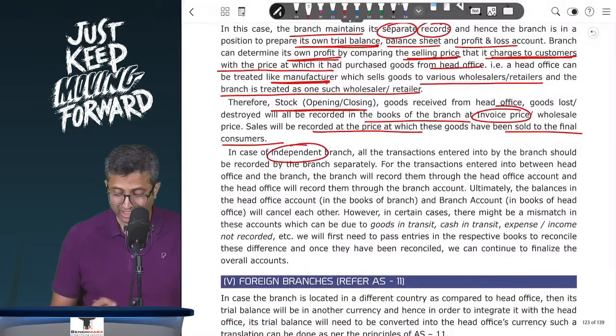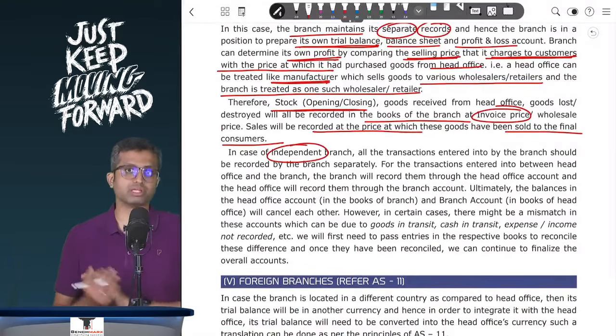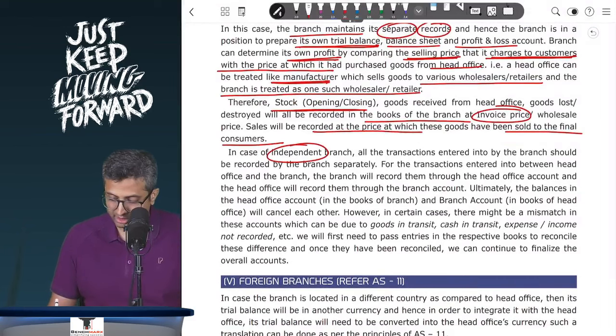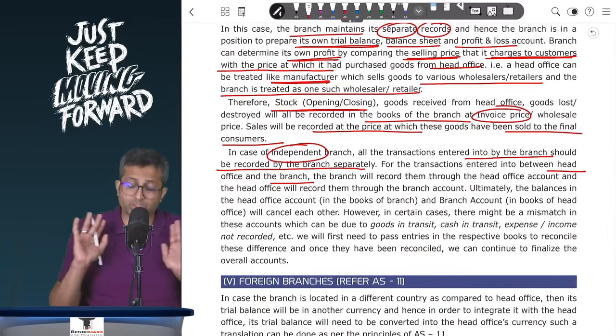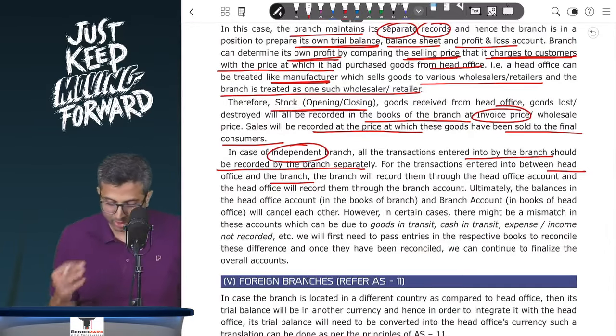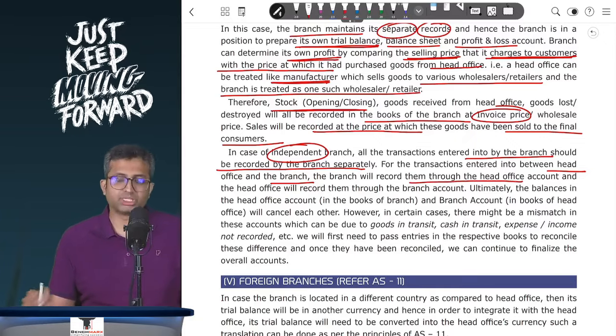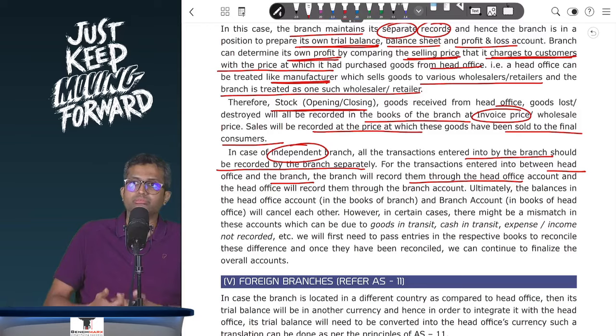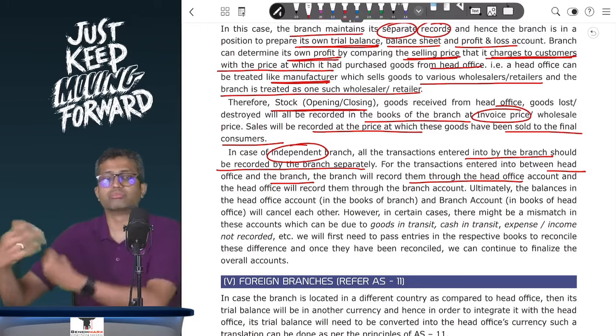Okay, when you look at an independent branch, a lot of questions will involve reconciliations. All the transactions entered into by the branch should be recorded by the branch separately. If it is only a branch transaction, then the branch will record it. But if it is a transaction between the head office and the branch, it will be recorded through the head office account. So if the head office is sending goods and the branch is receiving the goods, the entry is goods received from HO account debit to HO. So it is like head office is a creditor.